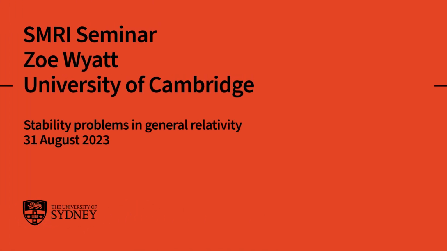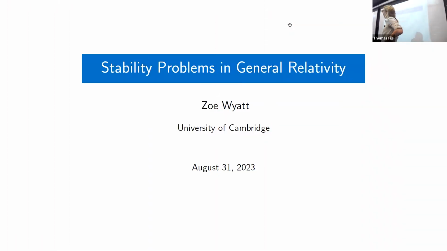Okay, so today we have the pleasure of having Zoe Wyatt, who's from Melbourne, but now based in Cambridge. We talk about stability problems in general relativity.